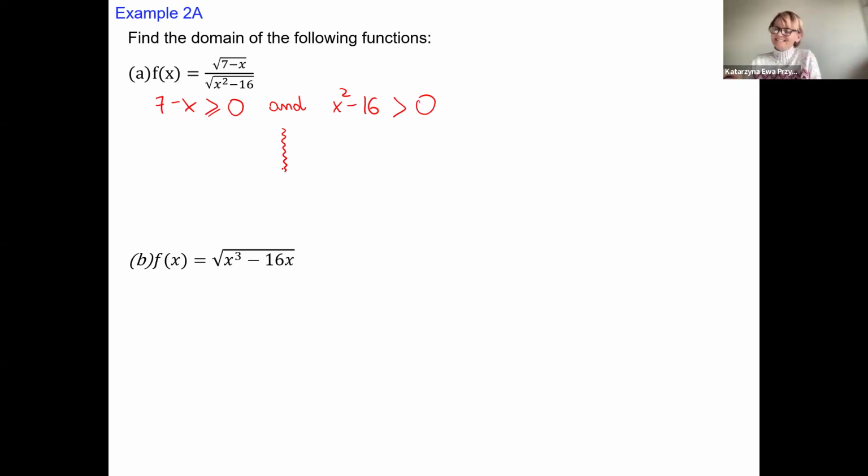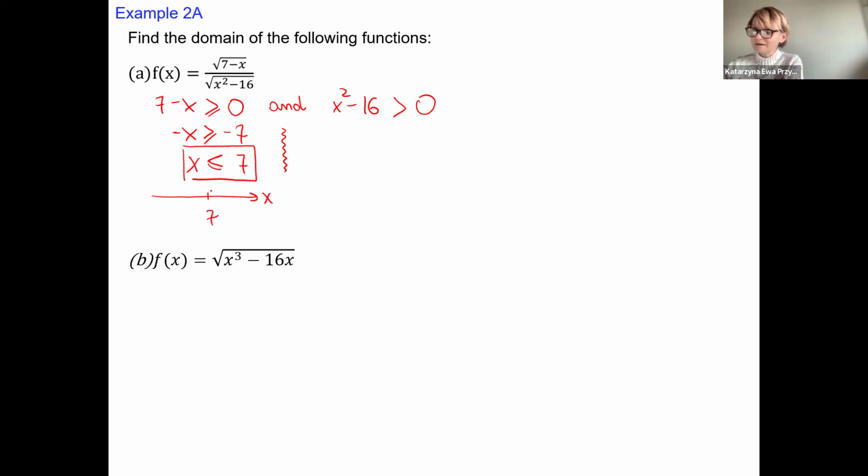Okay, the first one, is this a linear inequality? Yes, we can solve it like a linear inequality. We can just subtract 7 from both sides, and now we will multiply by a negative number. What is happening when we multiply an inequality by a negative number? Yes, we will flip the sign. That means from this, we can accept all of the x's less than 7.